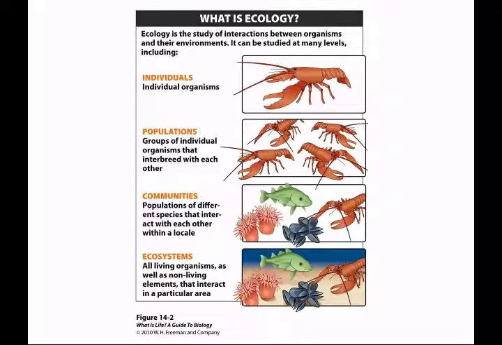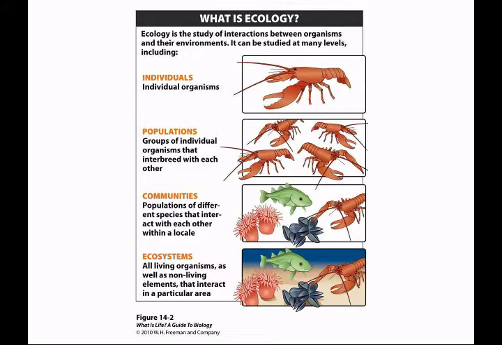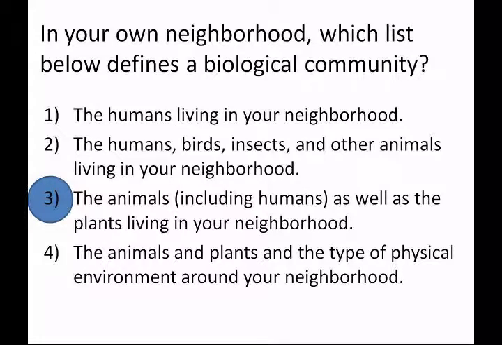Okay, so if you look back here, you can see a community is a population of different species that interact in a location at a time. So the answer to that one would be 3. So animals, including humans, as well as the plants. I think we tend to leave out plants very often in talking about things that are alive in a certain given area at a certain time. So make sure that if you're thinking about a community, you're not just thinking about the animals, you're also thinking about the plants. And then moving up, if you looked at the ecosystem, you would have number 4, which is animals, plants, and the physical environment.